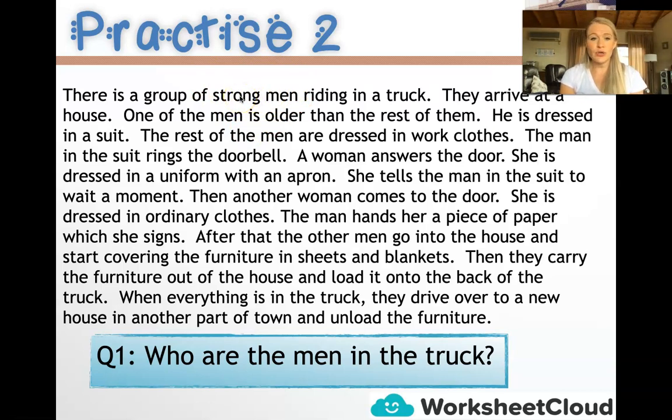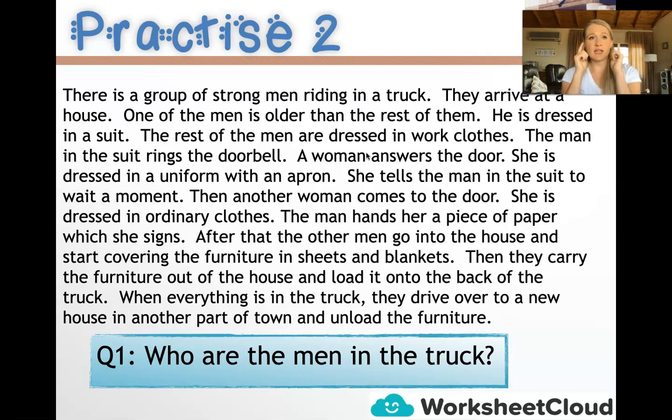We also know that there is one of them that is older than the rest of them. And this man that is older, he is dressed in a suit, okay, and the rest of them are dressed in work clothes. So we've got some men, they're all in a truck, one of them is older, that older man is wearing a suit, and the other men are dressed in work clothes. Okay, if we stop there for a second, that is the information that we have.